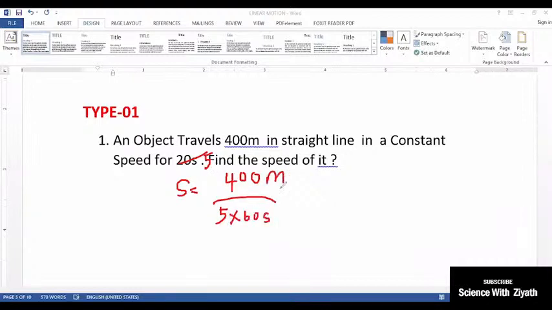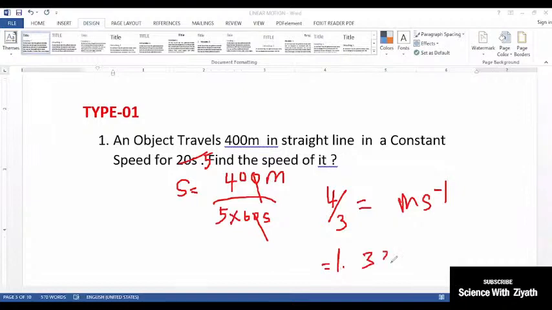That's why I use these units now. Now you can put this answer in meter per second. I can cut 40 over 30 and the answer would be 4 over 3, and the answer would be how much? 1.33 ms minus 1. Look at the difference of that answer and this answer. In an MCQ, the answer will be different. So please understand the basic idea.